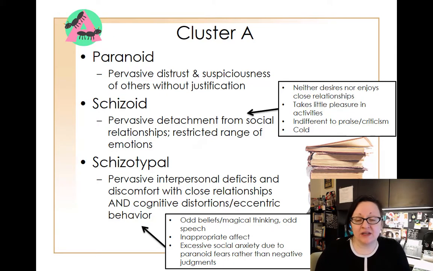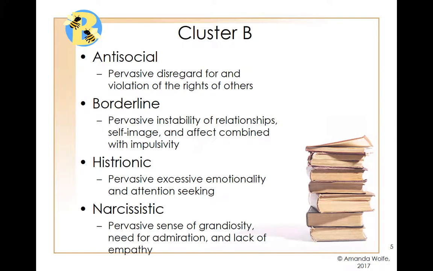They are not interested in social relationships, so it's not like an extreme form of social anxiety. People with social anxiety do want social relationships. People with schizoid do not. And the top one is paranoid, and paranoid personality disorder is when the only symptom is a pervasive paranoia across all situations. Cluster B takes into account antisocial personality disorder, borderline, histrionic, and narcissistic.